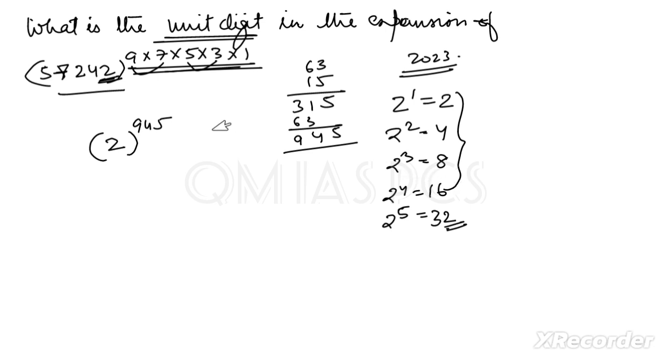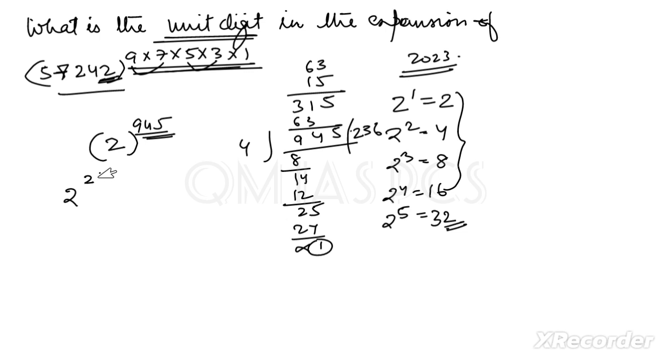Okay, so what we have to do is divide this number by 4. By 2 it is 8, 14. By 3 it is 12, 25. By 6 it is 24. We have 1 left out, so it is 2 power 2, 3, 6 multiplied by 4. Okay, and here is a single 2. So this is only left out. So this is your cycle.